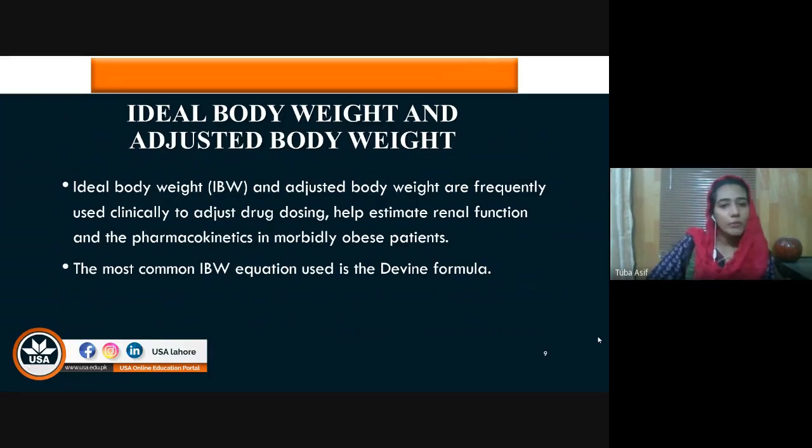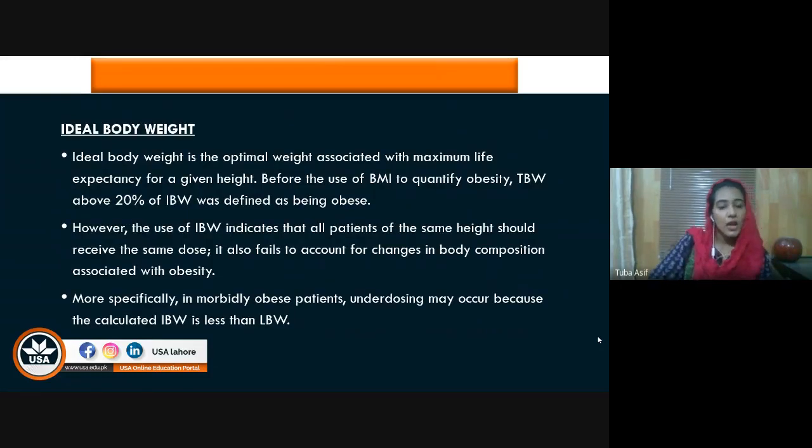Now, the ideal body weight and the adjusted body weight. These terms are used interchangeably. The IBW is the ideal body weight and ABW is the adjusted body weight. The most common IBW equation is the Devine formula. Now, I would like to discuss the ideal body weight.